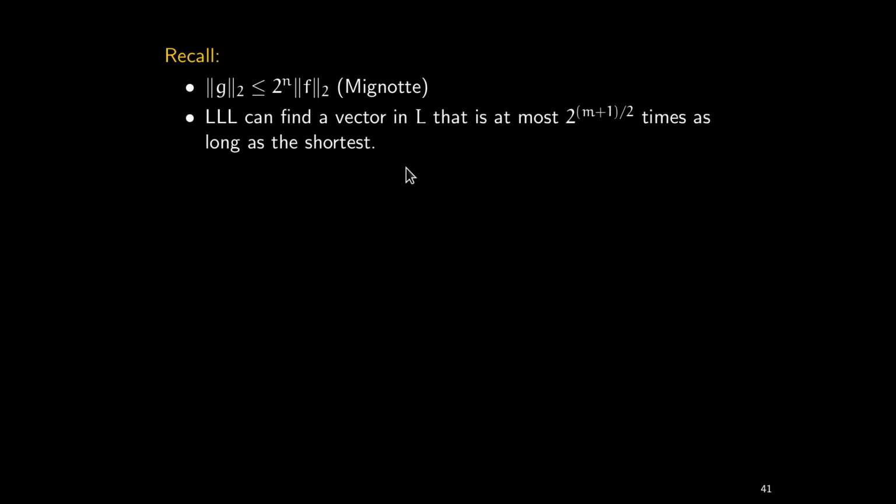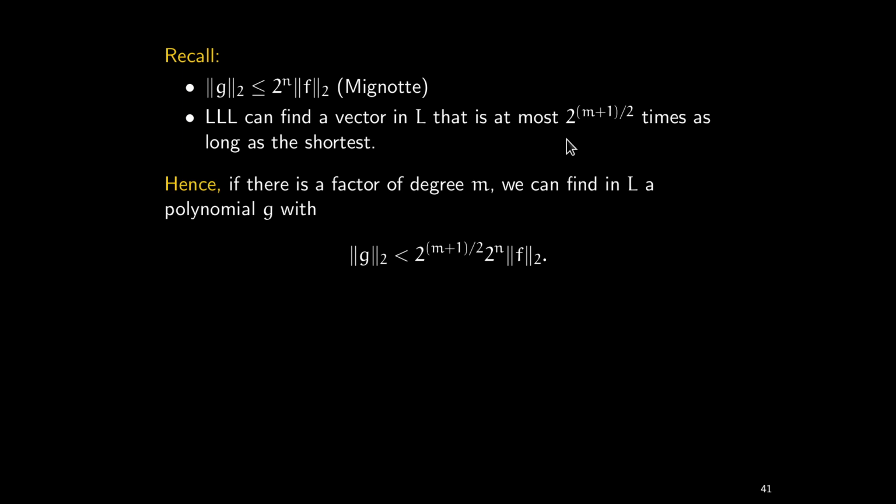Okay, so how small should they be? Let's recall what LLL can provide. First, we know how long the coefficients of a factor can possibly be. We know this from Mignotte. And then we know that LLL can find a short vector that is at most this times longer than the shortest. And so if there is a factor of a certain degree m, then using LLL we can find in this lattice a polynomial g which is at most this long.